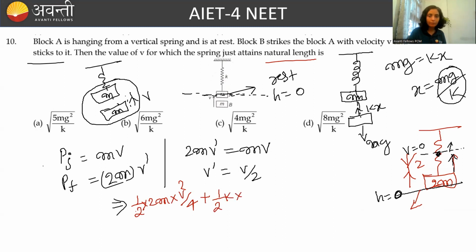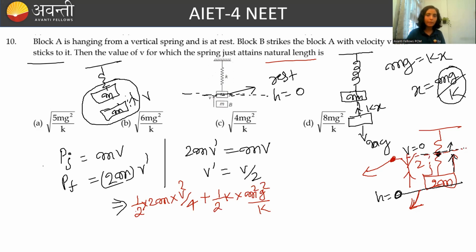X का वैल्यू कितना था? mg by k. So m square g square by k. Okay, and at this point, what will be the energy at this point? At this point, gravitational potential energy 0 because h we are taking as 0. At this point, what is happening? Spring is at its natural length, so no spring energy. Then velocity is also 0, so no kinetic energy. Only energy will be the gravitational potential energy.